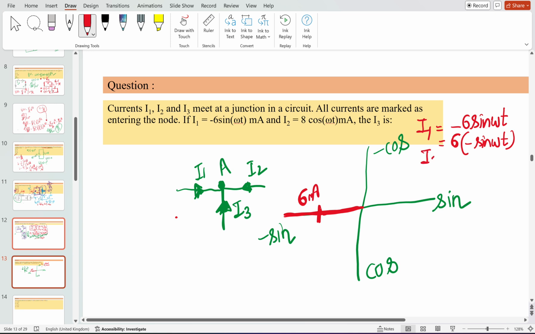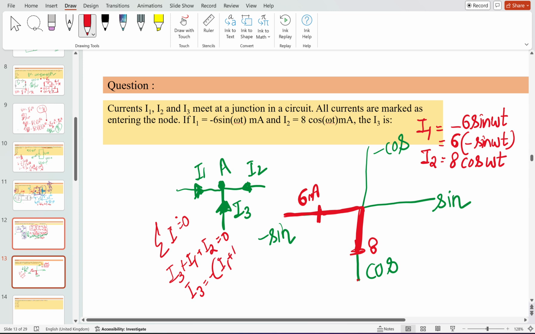Second thing is that I2 is given as 8 cos omega t. This is the cos omega t when it is positive, so it will come here, 8. Now it is asking what is the value of I3? When you say it's entering, it means that I3 plus I1 plus I2, the summation, will be equal to 0. The summation of I will be equal to 0 at a particular node. So I3 will be equal to minus of I1 plus I2.